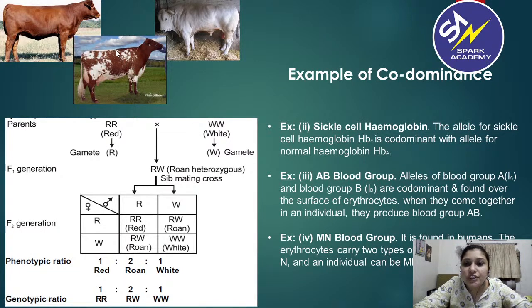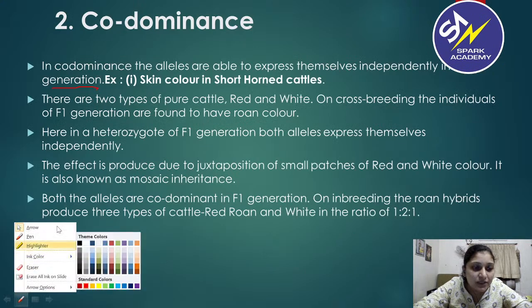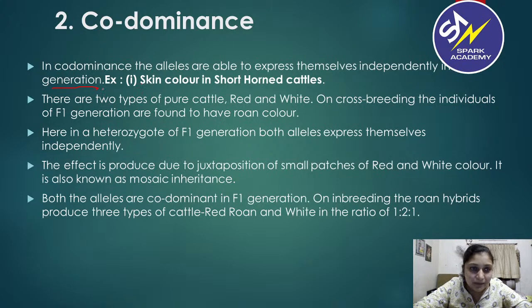If it is incomplete, then we can see a mixed color, brown, or red plus white, that is pinkish color. But here what we can see, brown is separately seen, white is separately seen. So that means they are both expressing themselves independently. That is known as codominance. They are showing their characteristics phenotypically, they are independent, that is codominance.